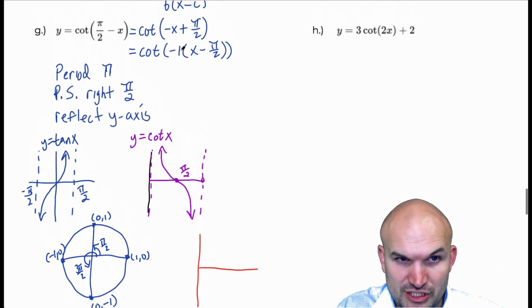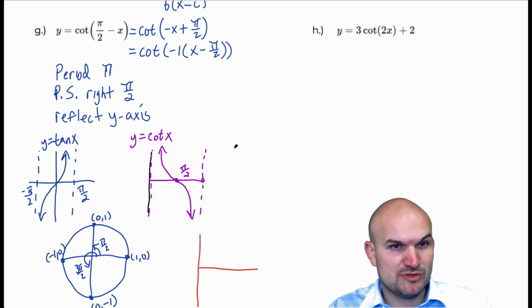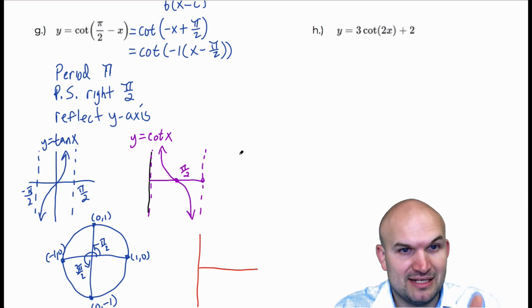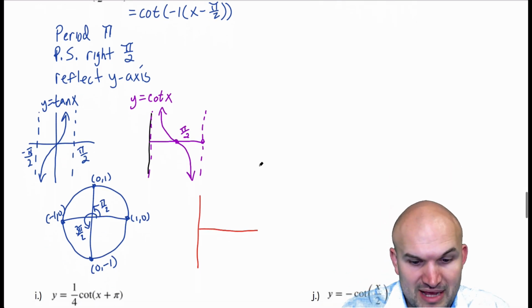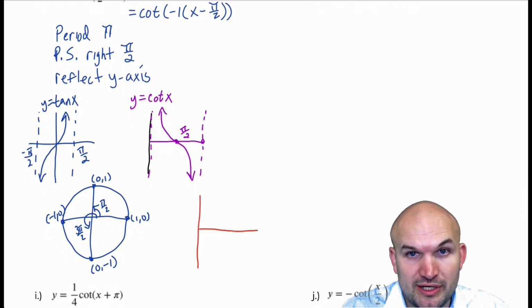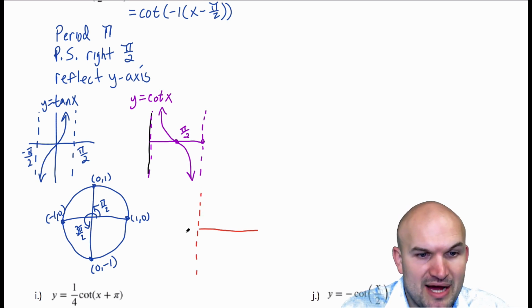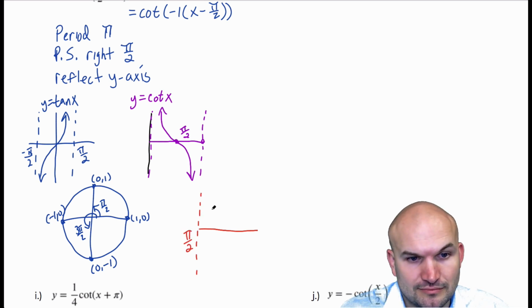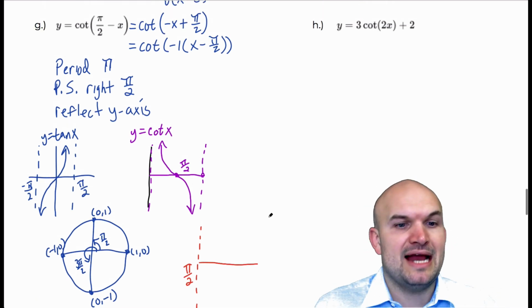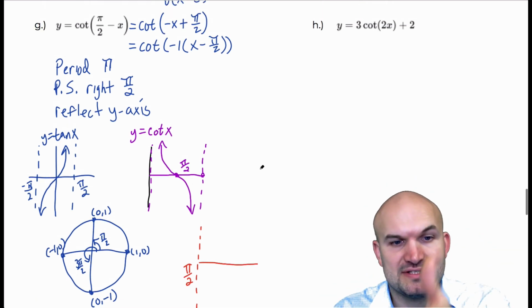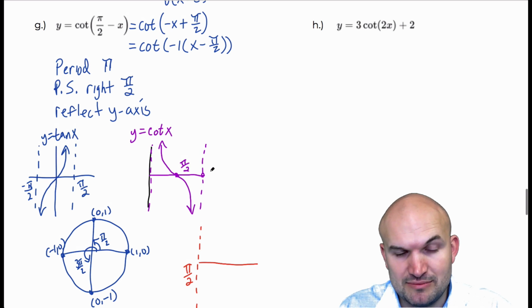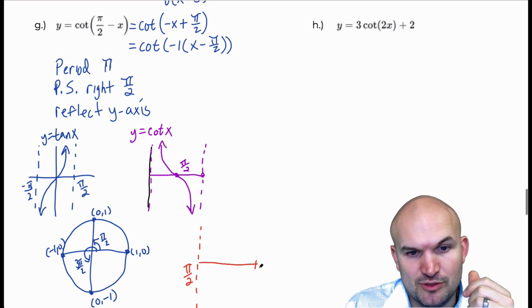The starting position here, rather than the graph having an asymptote at 0, it's now going to have an asymptote at pi halves. So I'm just going to make my new initial period at pi halves. And then obviously, if I added pi halves to pi, where this other asymptote is, then I would have another asymptote at 3 pi halves.